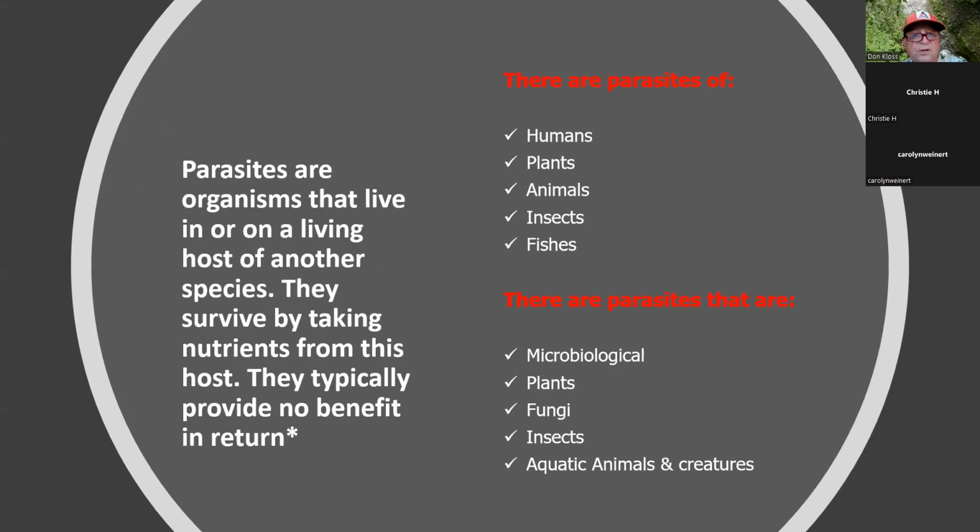That's okay. So we're talking about parasites tonight. Parasites are organisms that live in or on a living host of another species. They survive by taking nutrients from this host. They typically provide no benefit in return. I've got that starred because there are a couple of cases where there is some symbiosis happening, but usually that's not the case. And that's the actual technical definition of a parasite.